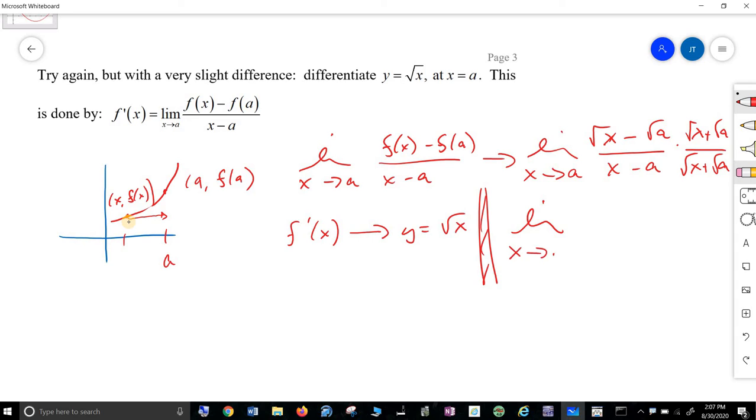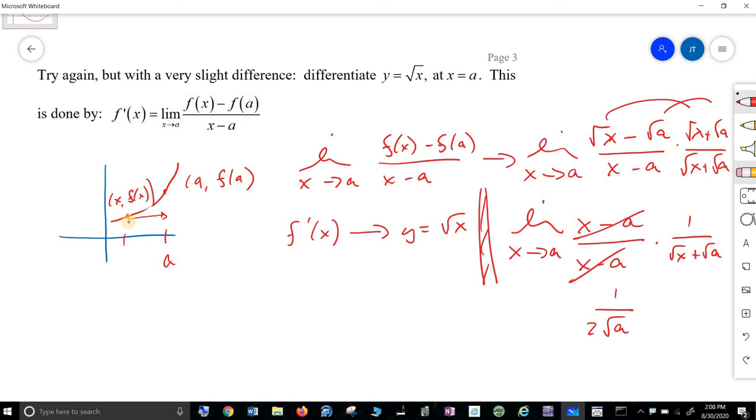Limit as x approaches a. Distribute this out. They're conjugates, so the middle drops out. We get x minus a, x minus a times 1 over root x plus root a. Cancel. Now we can plug in a. Square root of a plus square root of a is 1 over 2 square root of a. So f prime of x equals that, equals the derivative of square root of x.